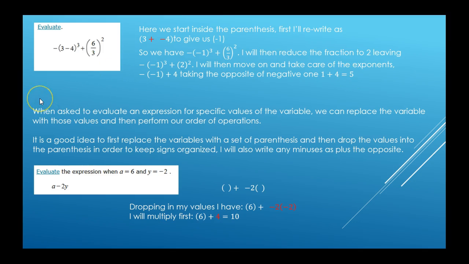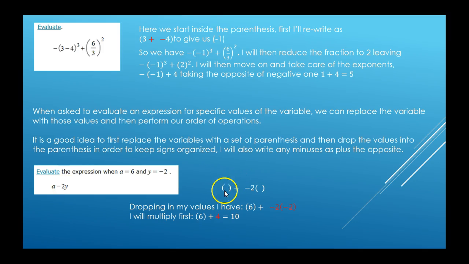Okay, so when we're evaluating expressions and we are given specific numbers for the variables, here it wants us to evaluate this algebraic expression, and it gives us numbers to replace for the variables. So this expression up here doesn't have any variables, so we just go ahead and perform our operations. This one says to evaluate this expression when a is 6 and y is negative 2. So we're going to replace the a with 6 and the y with negative 2.